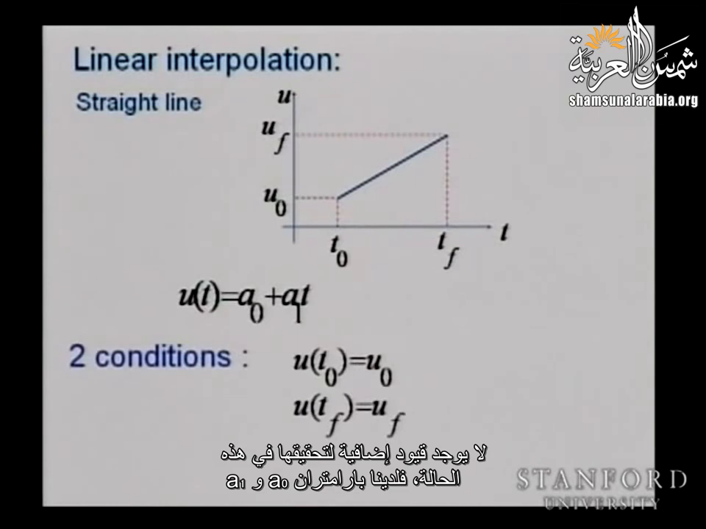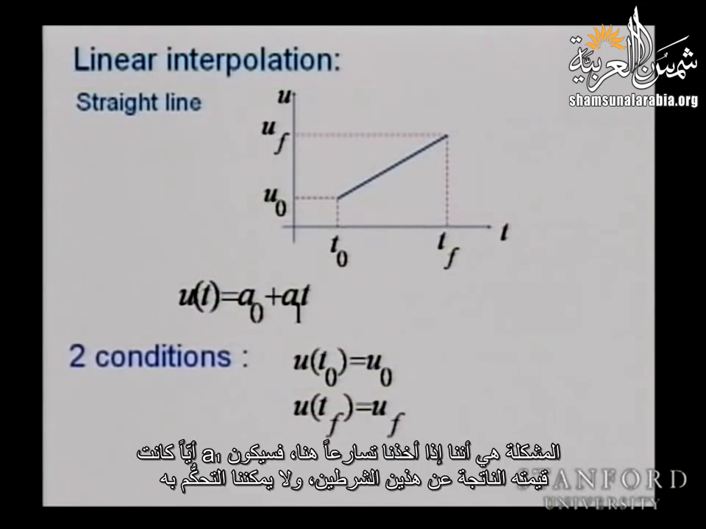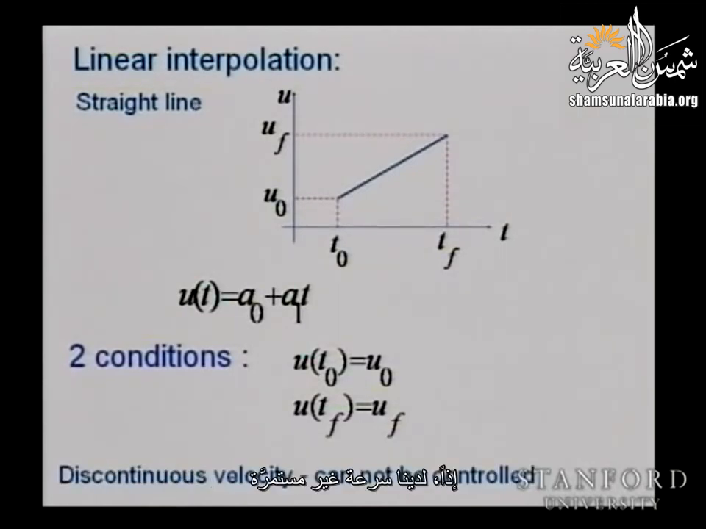There are no more conditions that we can satisfy in this case, because we have two parameters, a sub 0 and a sub 1, and we have two conditions, and that uniquely defines our motion. That was the problem: if we take an acceleration here, it will just be a sub 1, whatever value comes in from those two conditions, and we cannot control it. So we have discontinuous velocity.